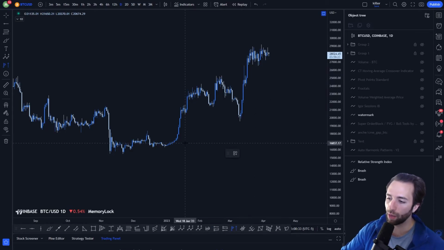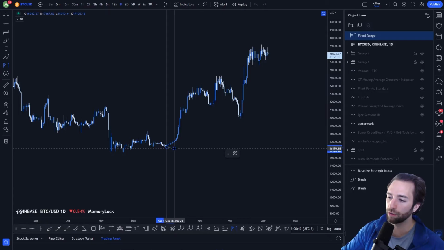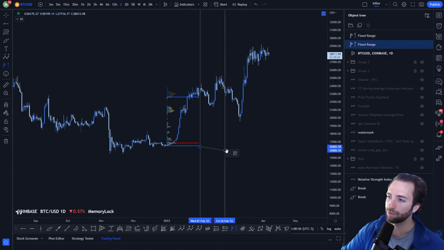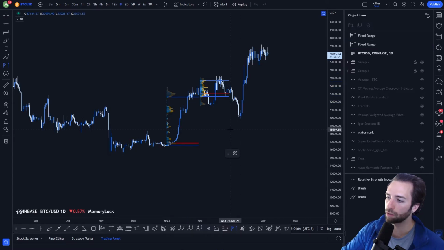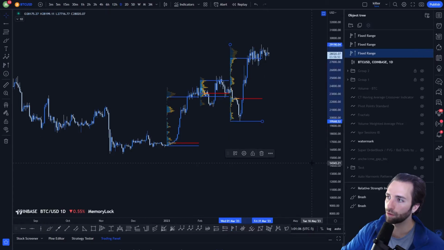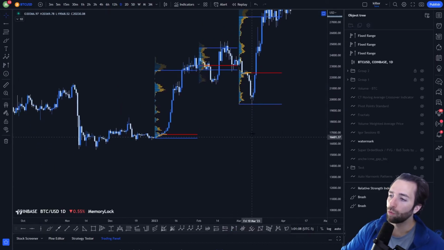So what we'll do is go ahead and draw a fixed range volume profile for each month of 2023, starting with January. So January 1st to January 31st. Okay, great. So what does this represent? Actually, you know what, let's go ahead and do the rest of the months here. So we'll do February 1st to the 28th, and then we'll also do March, that would be March 1st to the 30th. Okay, so what does this represent?